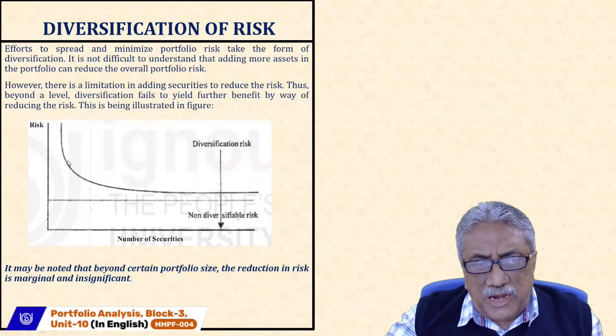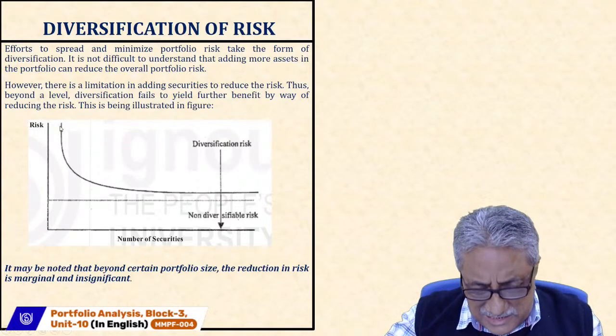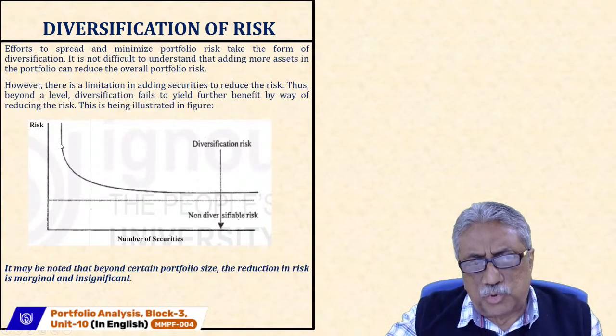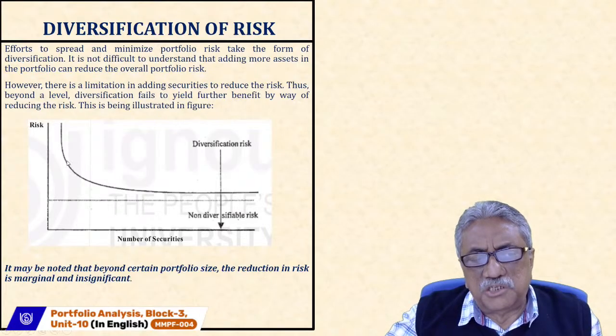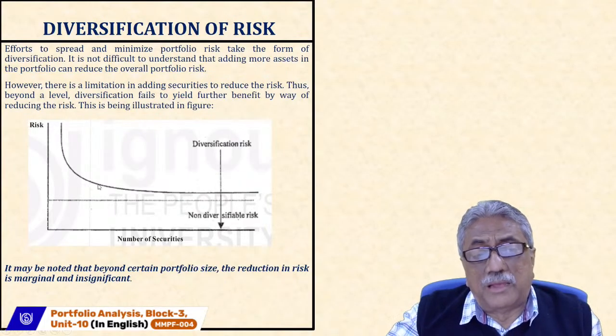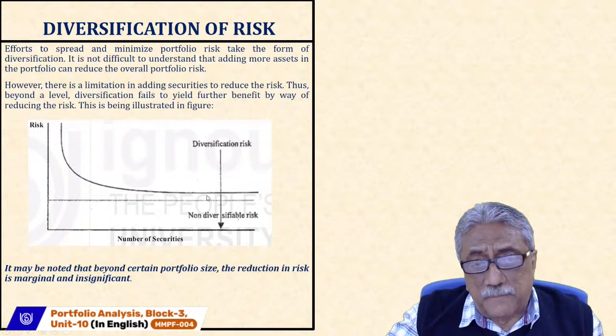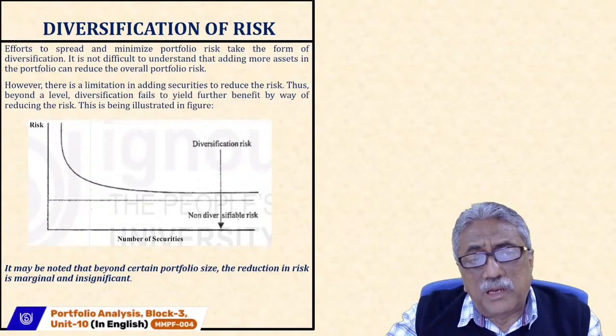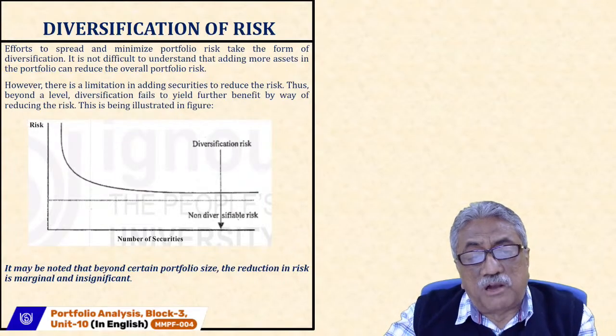But suppose you have diversified. I start with Tata Steel, Larsen & Toubro, you have Hindalco, you have Siemens, you have ABB, you have State Bank, you have HDFC Bank, and so on. You have reduced your risk. And then finally, you find that you are unable to reduce the risk further.